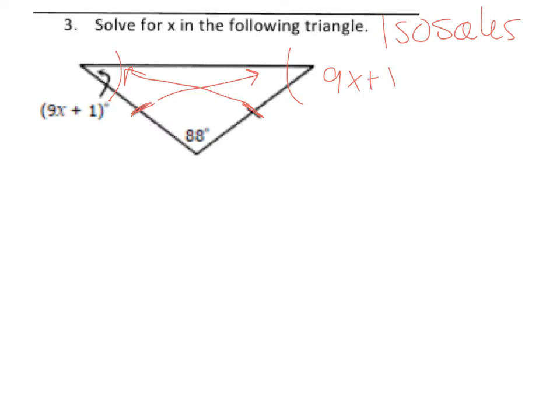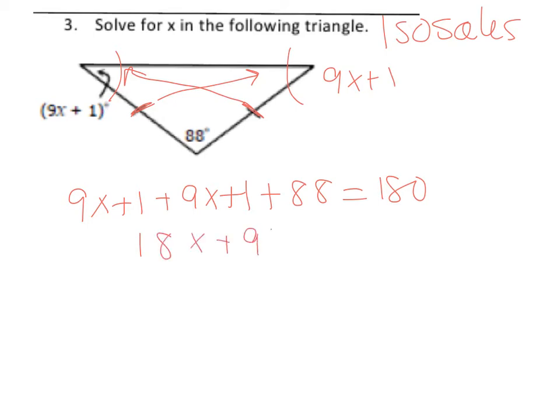Now that I have every angle in this picture labeled, I know that all of them should add up to 180. So I know that 9x plus 1 plus another 9x plus 1 plus 88 equals 180 degrees. When I combine my like terms, 18x plus 90 should give us 180. 18x equals 90. So x ends up equaling 5. Remember, as before, this problem only asks us to solve for x, but if we wanted to find the measure of the angles, we could go back and plug them in.